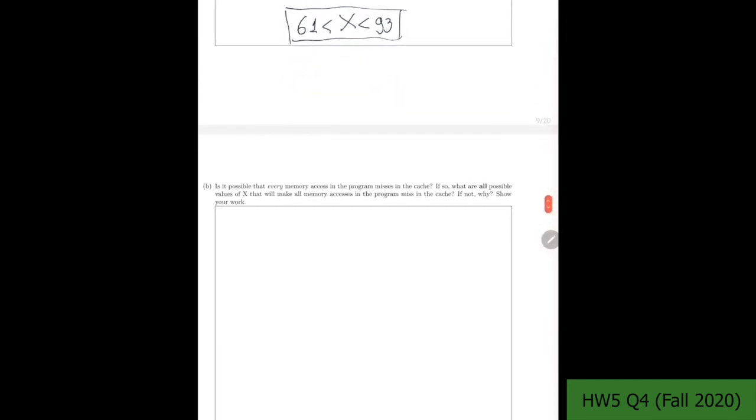Okay, so let's go to the second question. Is it possible that every memory access in the program misses in the cache? If so, what are all the possible values of X that will make all memory accesses in the program miss in the cache? If not, why? Show your work.